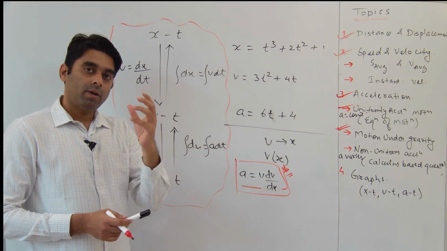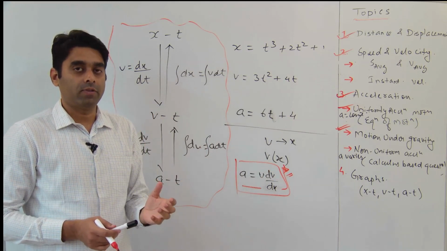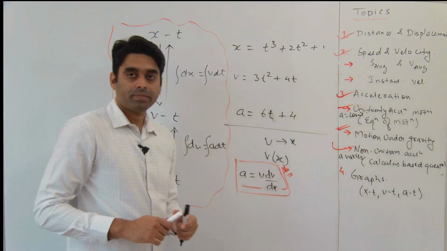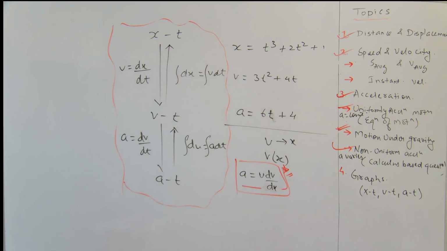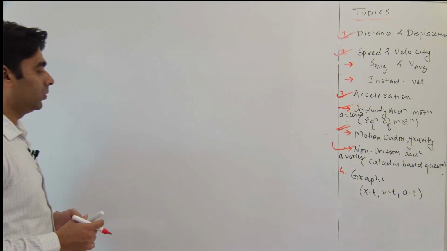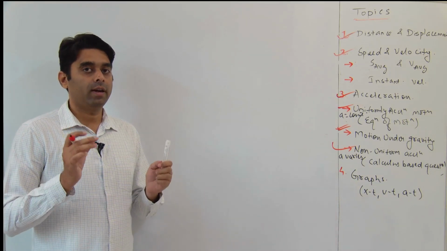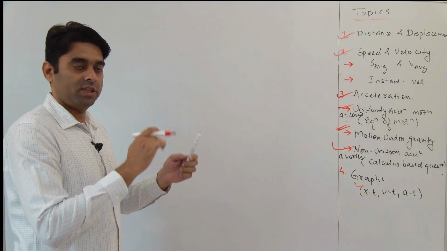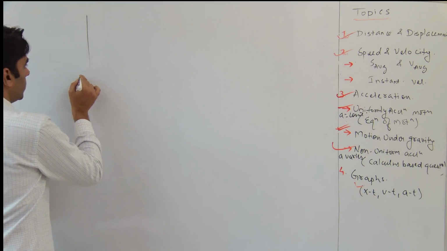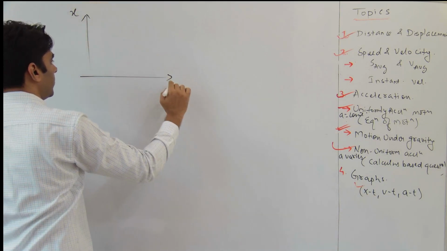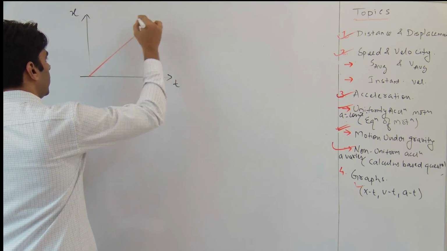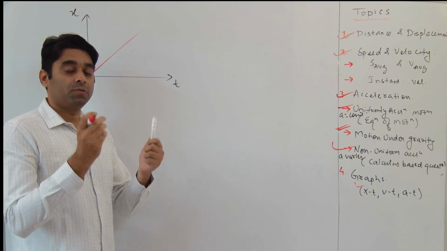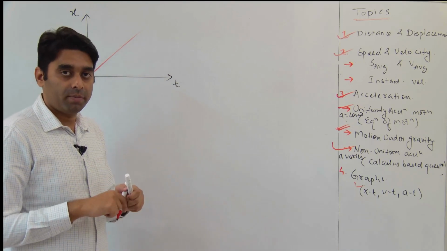Let us move ahead. Now we have come to our last topic, which is graphs: x-t graph, velocity-time graph and acceleration-time graph. Let us talk about graphs. First, let's take the x-t graph, the position-time or displacement-time graph. Let's say a situation is given, x and t, something like this, a straight line is given to you. First of all, what information does the displacement-time or position-time graph give us?